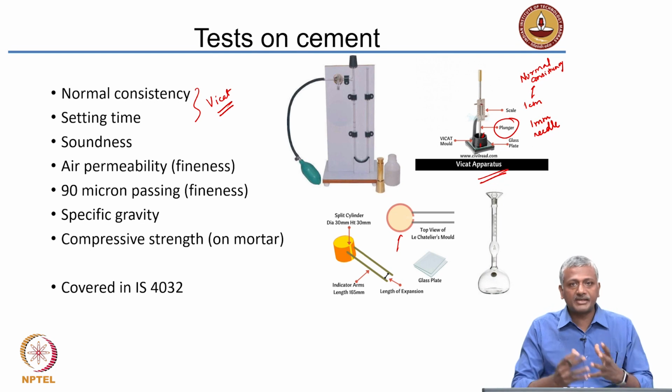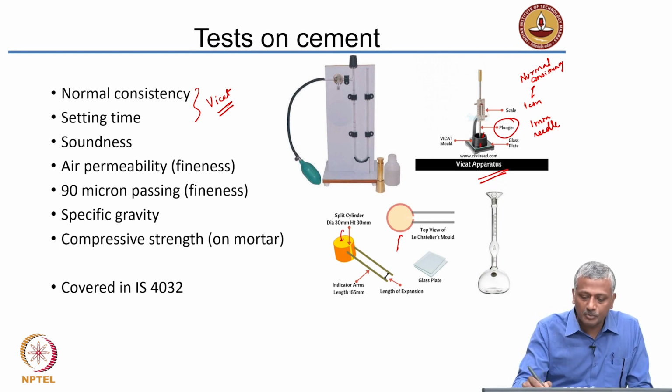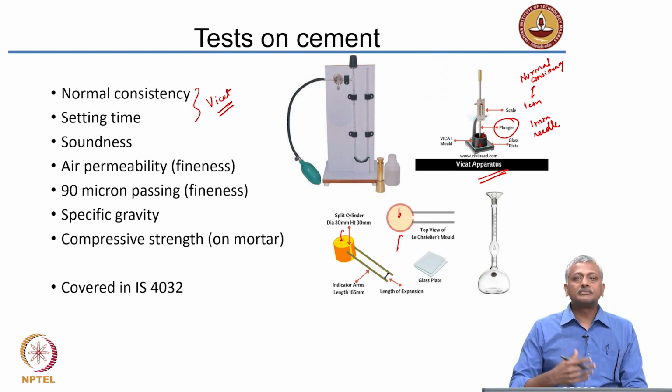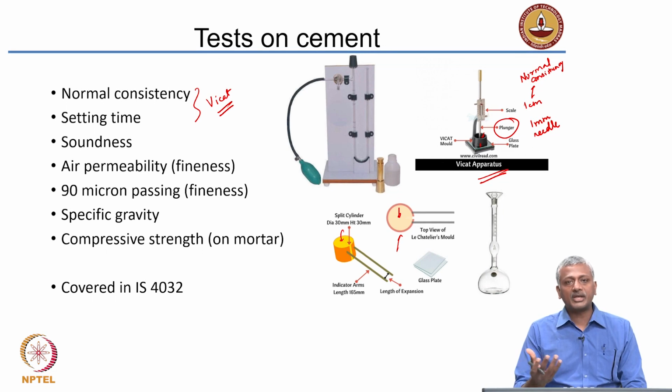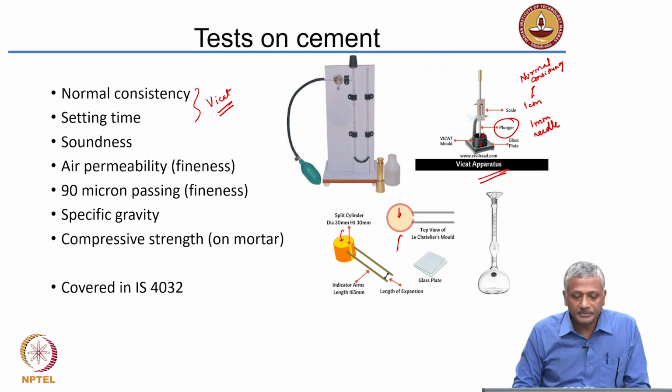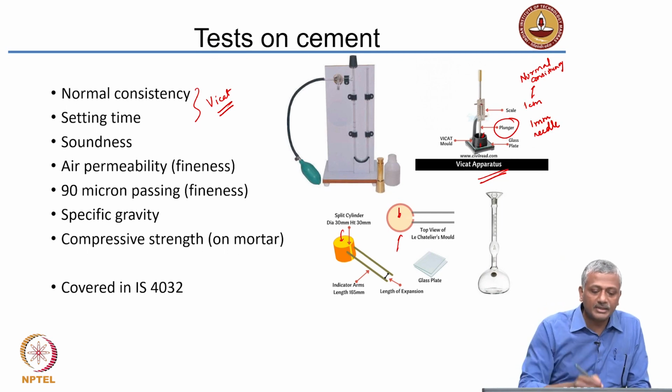The soundness is measured typically with the help of this Le Chatelier's mold. So the freshly mixed cement paste is packed into this mold, and you can put it in a special chamber where it is subjected to temperature and pressure to accelerate the reaction. At the end of one day, you see how much expansion or how much opening of this mold has actually happened. So that's called soundness.